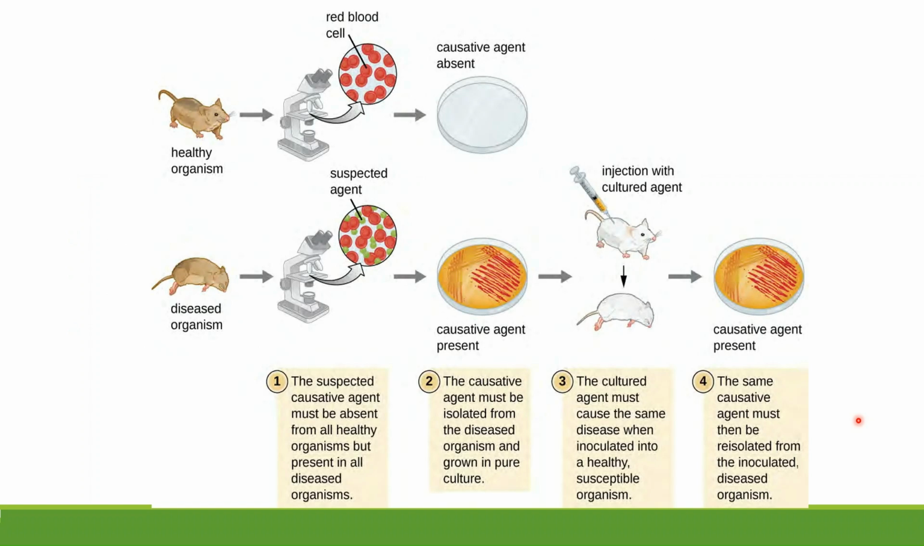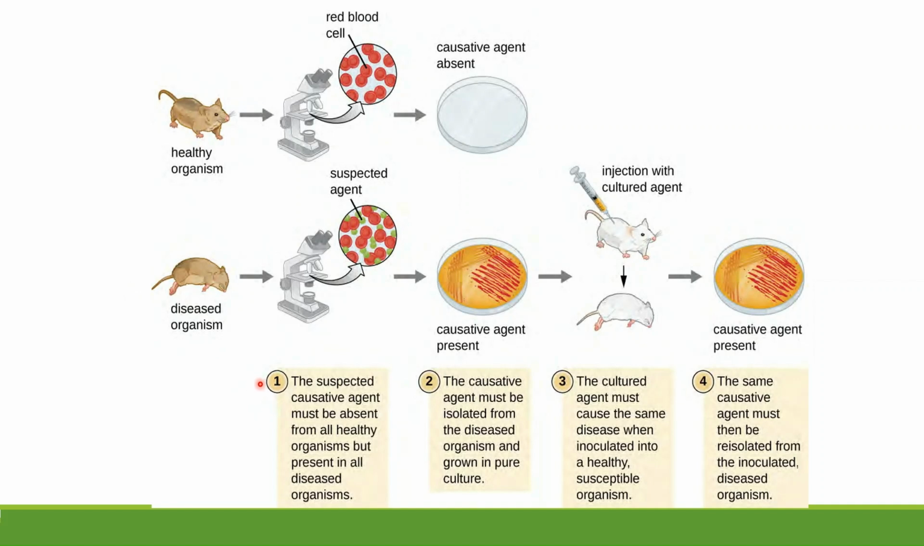So we can see that example here. Here they're experimenting with mice and a particular pathogen. So here's the healthy organism not experiencing any of those symptoms, and with that healthy organism, we're looking at the blood underneath the microscope and we see the red blood cells, but we don't see the agent, and then we can plate it, and on the plate we don't see any causative agent growing on this plate that has been made in order to select for that causative agent.